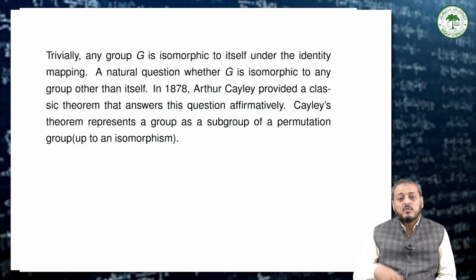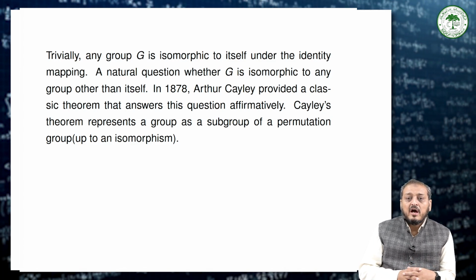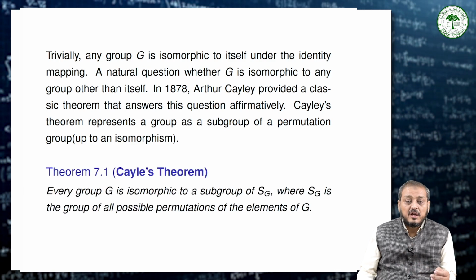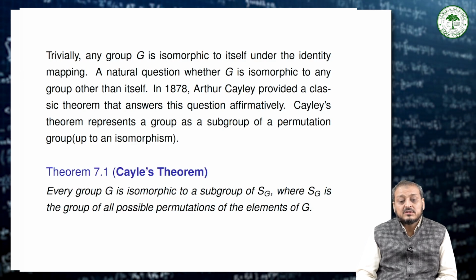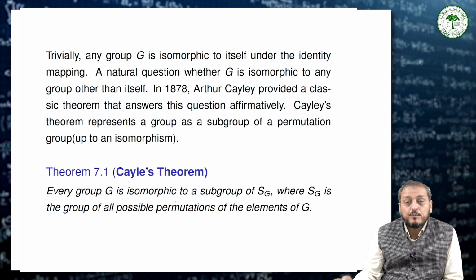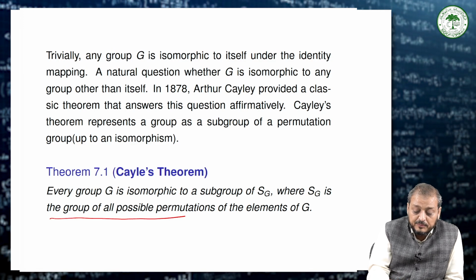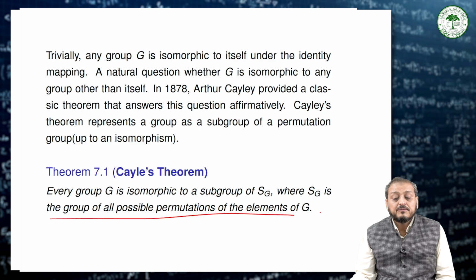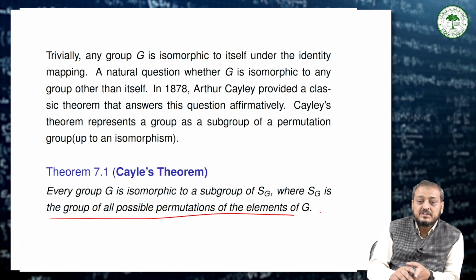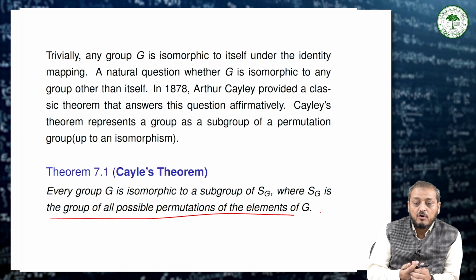Cayley's theorem represents a group as a subgroup of a permutation group, up to an isomorphism. So I just state the theorem of Cayley as follows. He said that every group G is isomorphic to a subgroup of S_G, where S_G is the group of all possible permutations of the elements of G.